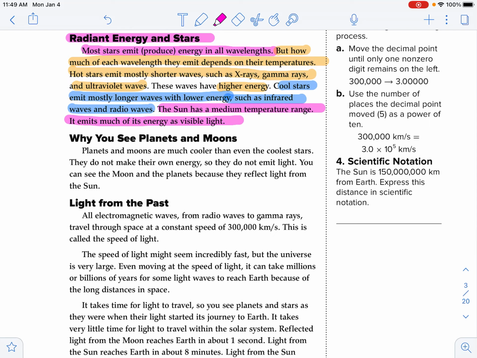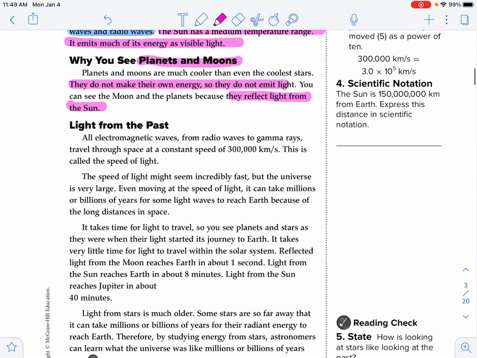All right, so let's go ahead and highlight that we have do not make their own energy, so they do not emit light. Okay, so planets and moons. You can see them because they reflect light from the sun. Okay, similar to any type of object, a book or a desk. You can't see that unless there is a light source, and so we see the moon and the planets because the light from the sun is reflected off of them.